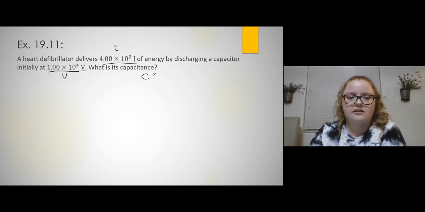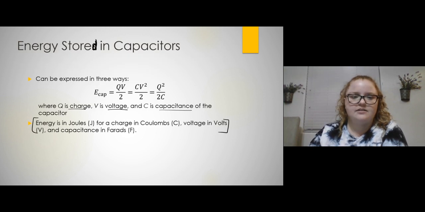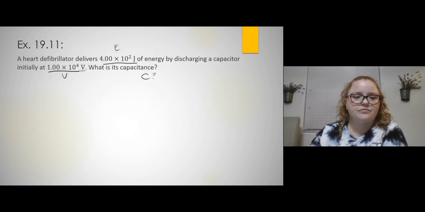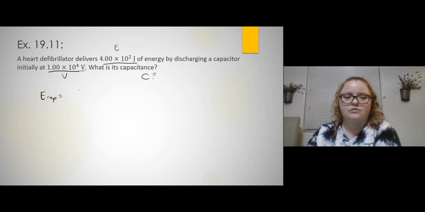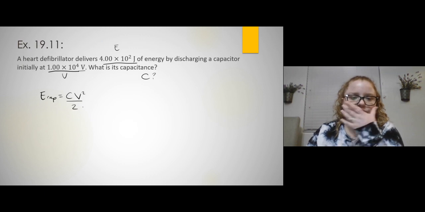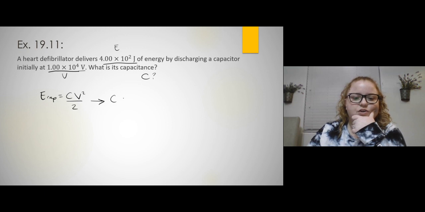Okay, so let's go back. Actually, let's think. We have E, V, and C. E, V, and C. So this here is what we want to use. E capacitance is going to equal C V squared over 2. Solve for C, and we get 2 times the energy divided by V squared.